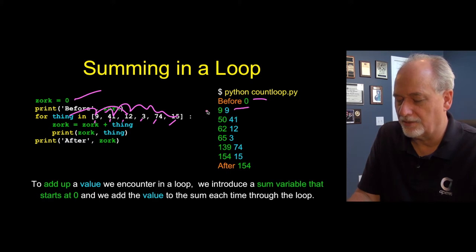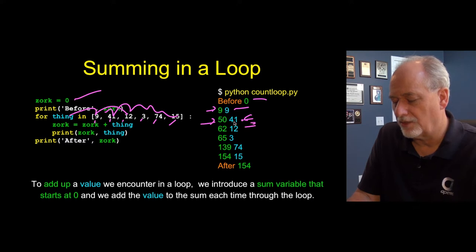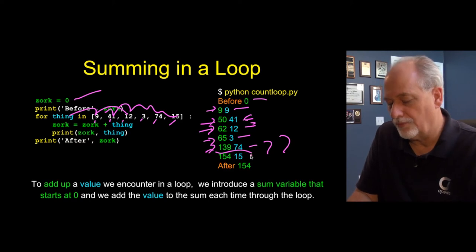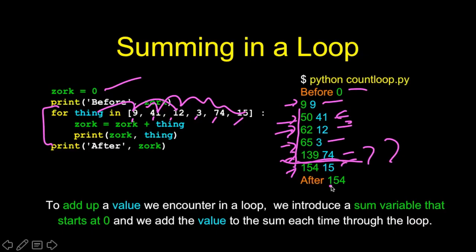So we see 9, and the running total is 9. We see 41, and the running total becomes 50. We see 12, the running total becomes 62. We get a 3, it becomes 65. We get 74, running total is 139. How many more are we going to see? We don't know. Could be a million, could be 1. Oh, it's only 1. We get a 15, our running total is 154. And what's true at any moment here is the running total is right for what we've seen so far. Now, when we're done, the for loop quits for us, and afterwards 154 is indeed the total. So the running total while we're in the loop becomes the actual total after the end of the loop.